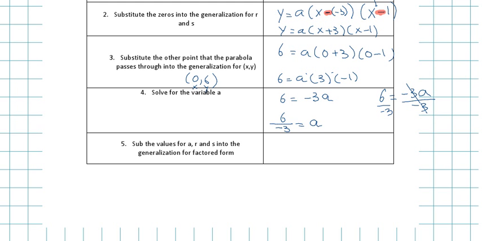I'm done. All what I have to do right now is put it all together in an equation, because I can't just stop right here. So I go back here and just place the value of a. So that would look like this: y equals negative 2(x plus 3)(x minus 1). Done.